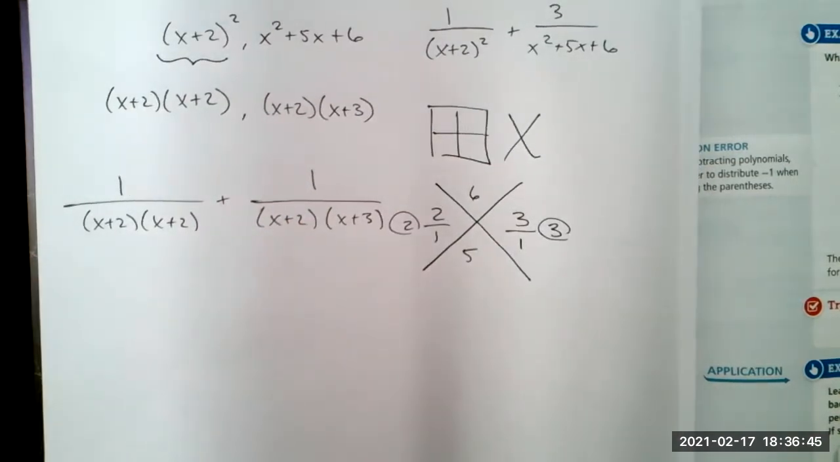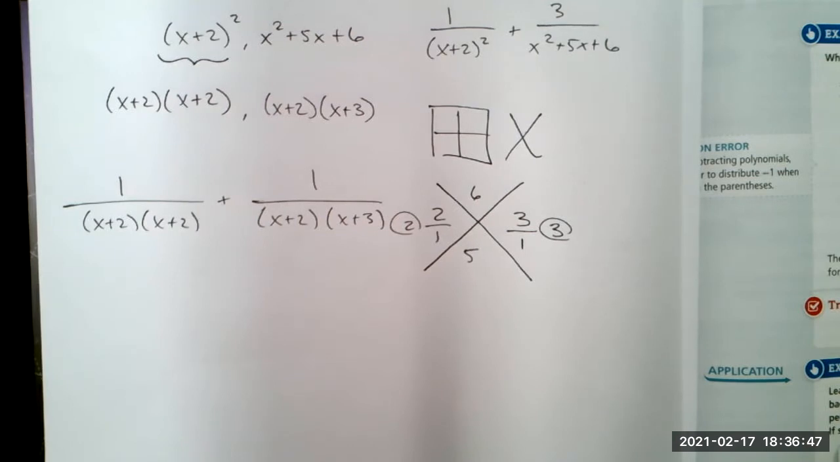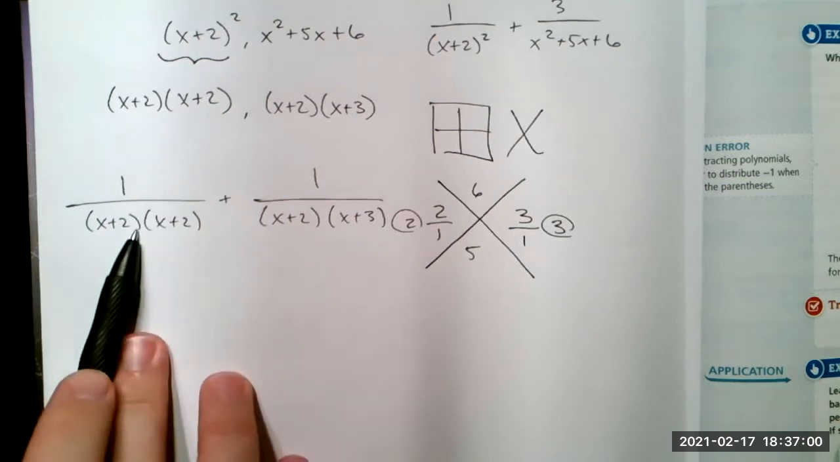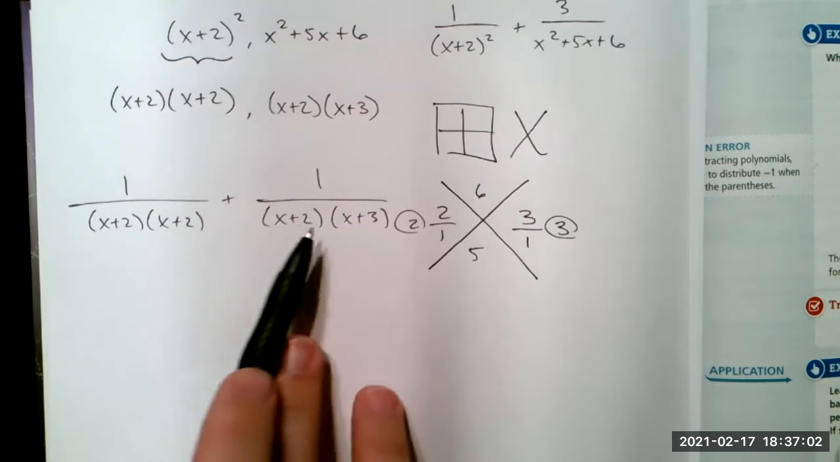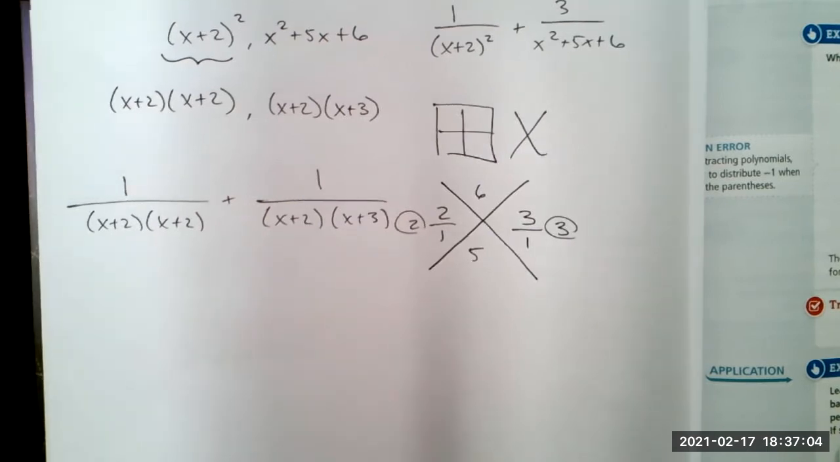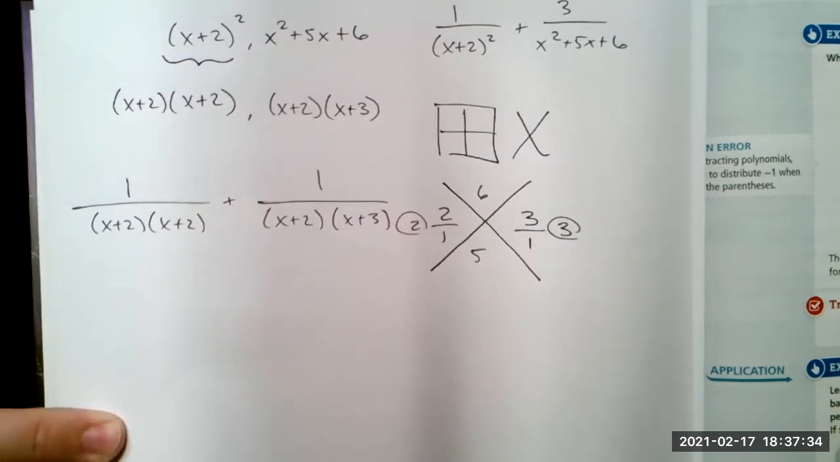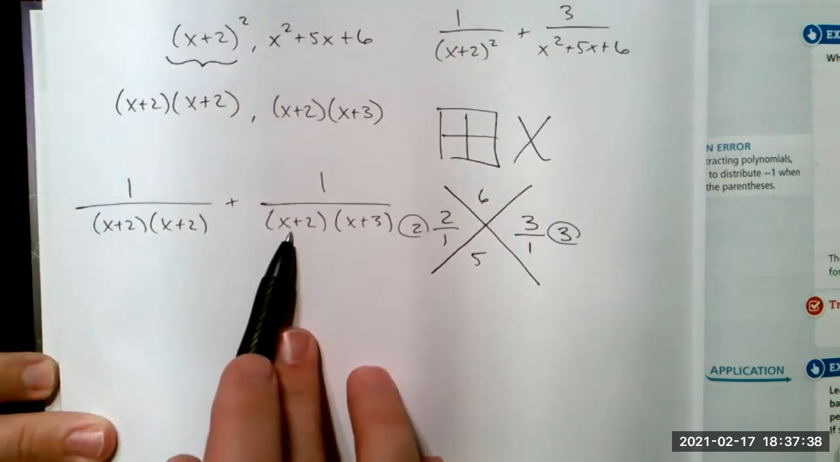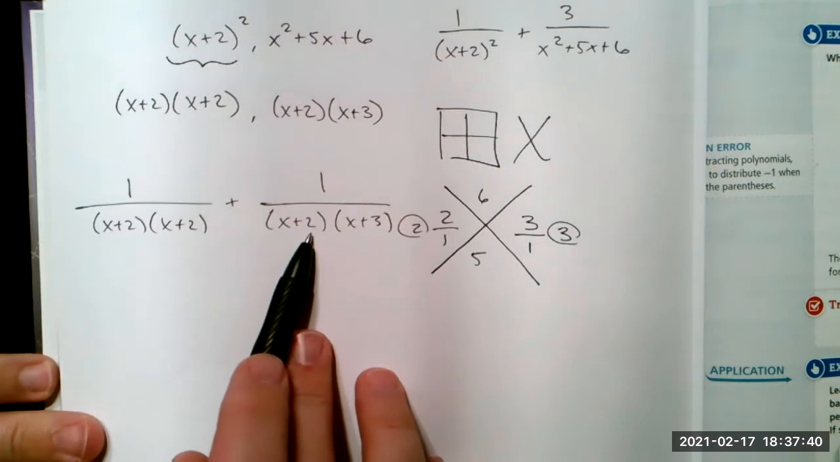Okay. You need a common denominator. Your denominators have to be exactly the same. So what's different between these two fractions? What's different when you look at what the first denominator has versus what the second denominator has? In this case, the first denominator has 2 x plus 2's. The second denominator has 1 x plus 2.